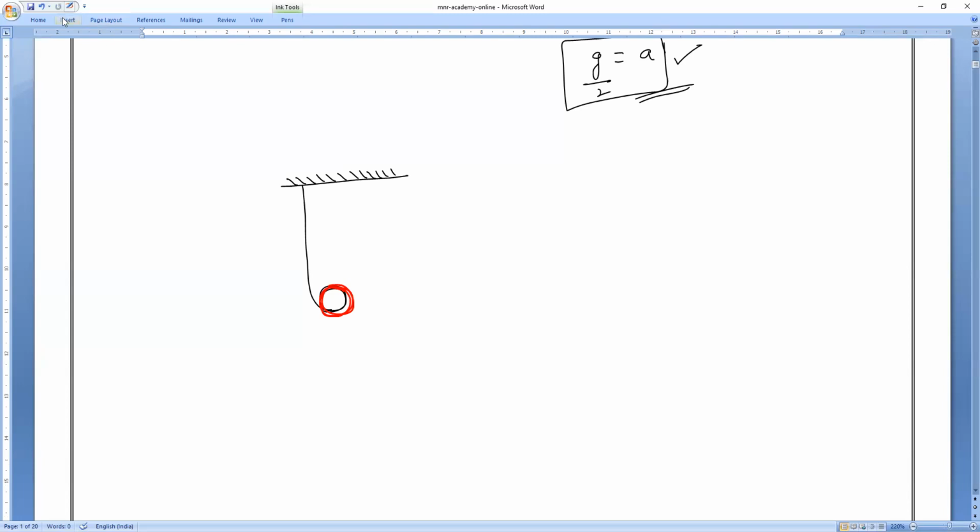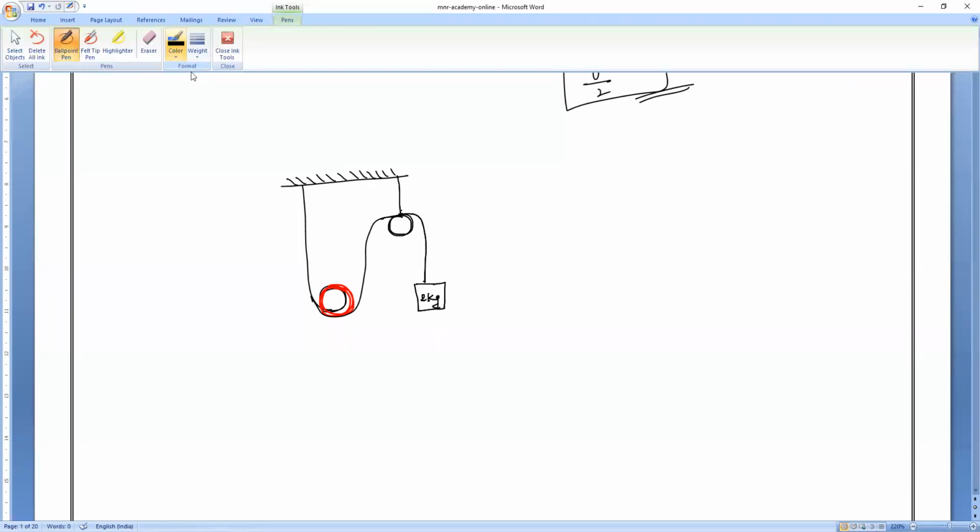Next, the thread is coming like this and going like this, and there is a pulley which is actually a fixed pulley. What pulley is it, everybody? Fixed pulley. Understanding? And the weight attached to this one is 2 kg. How many kg, all of you? 2 kg. Clear? Understand, Mr. Rudreshwar?